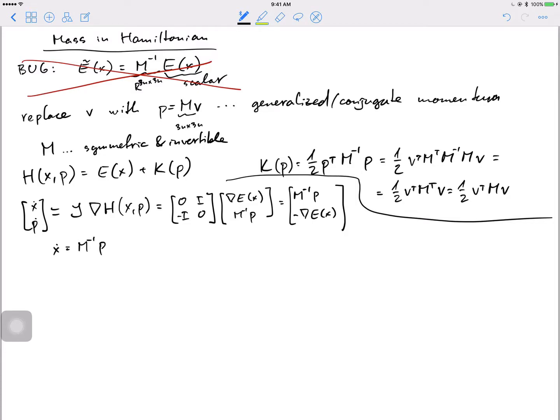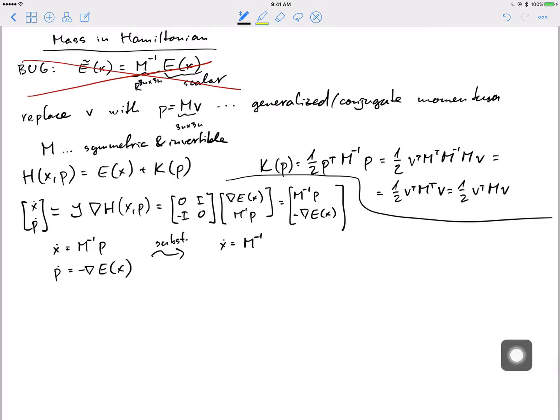It's no big deal, it's just a substitution. I just want to convince you that this is really the correct thing to do. I just wrote it out. This p dot is this, I put it here. The x dot is this, I put it down here. And if I do the substitution, you can convert it to the standard equations of motion, right? Because x dot is M inverse p.